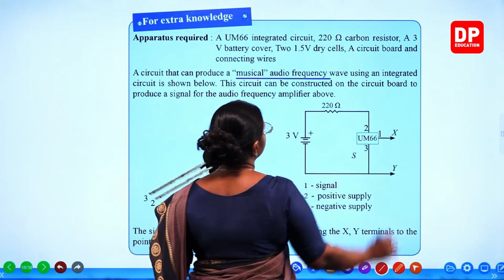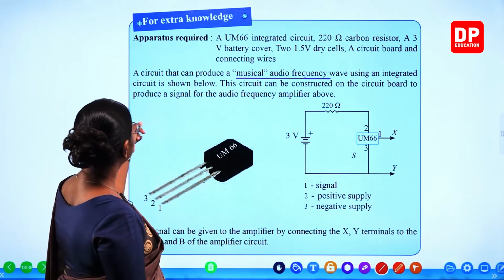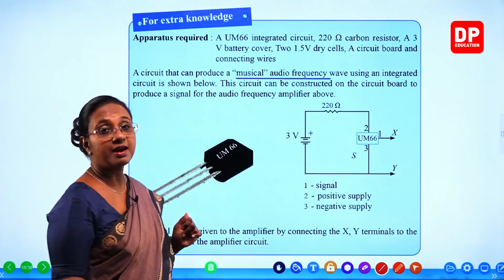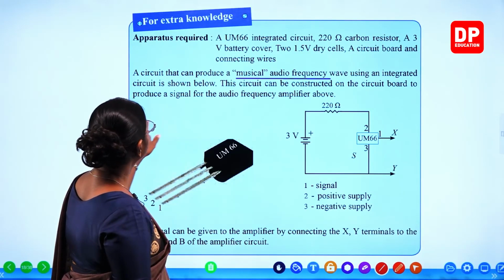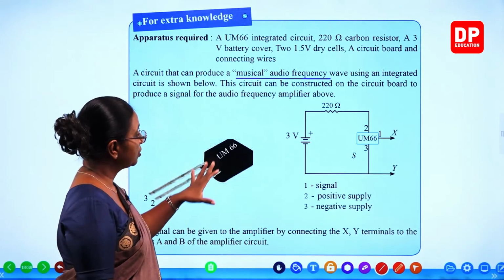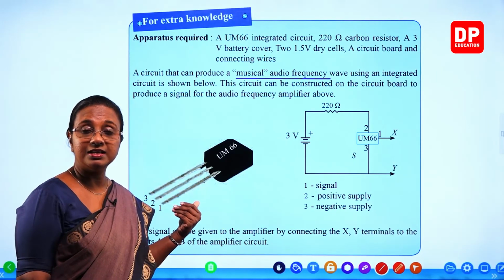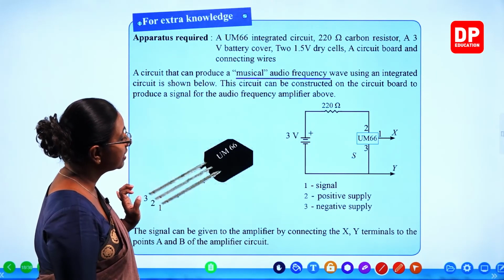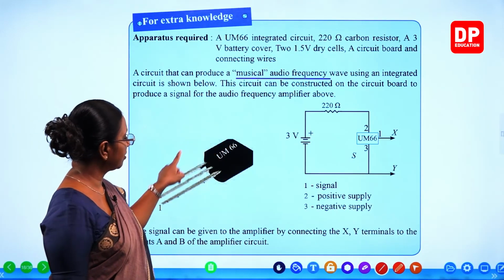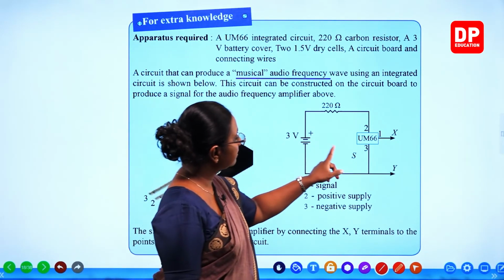A circuit to produce a musical audio frequency wave using an integrated circuit is shown below. And this circuit can be constructed on the circuit board to produce a signal for the audio frequency amplifier above. So you can use this circuit to produce a signal. If we don't have the signal generator, we can use this circuit to produce the signal. How do we do that? We can use a transistor there, and then we can connect it here.